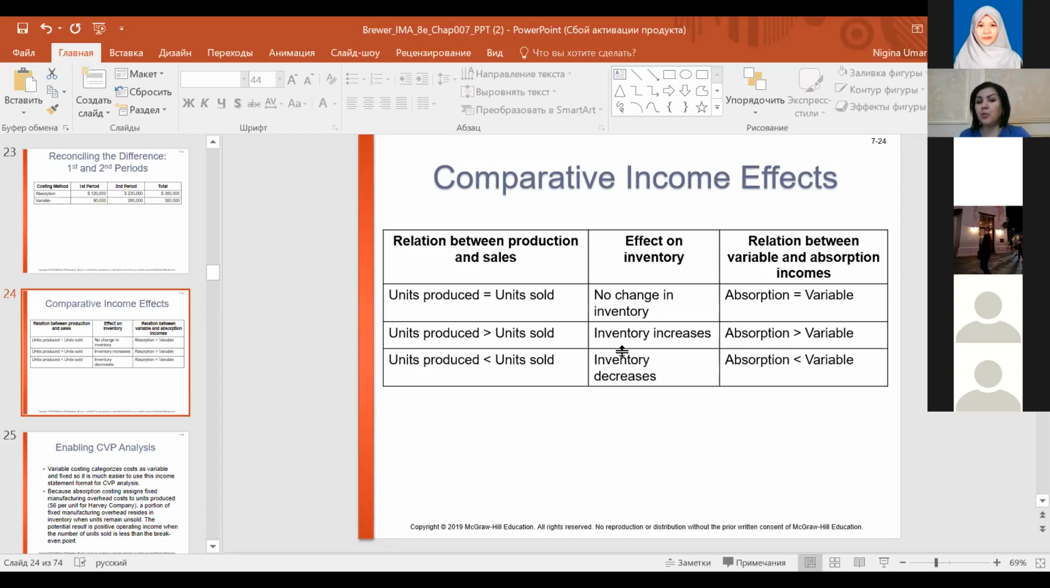So remember, when inventory increases, absorption costing profit is higher than variable costing profit. When inventory decreases, absorption costing profit is less than variable costing profit. So you need to pay great attention to the change in inventory.